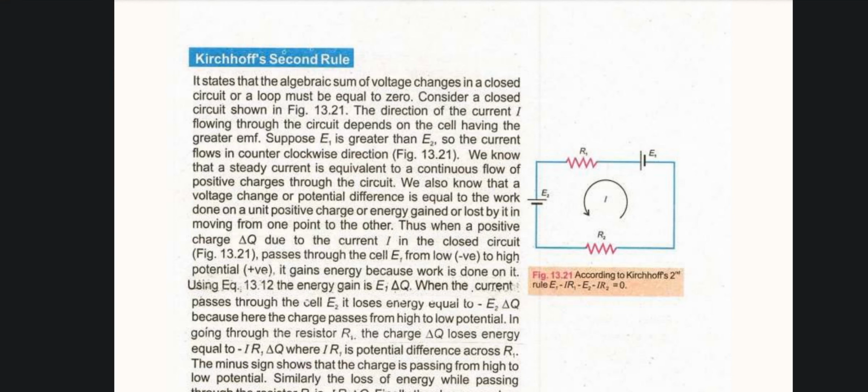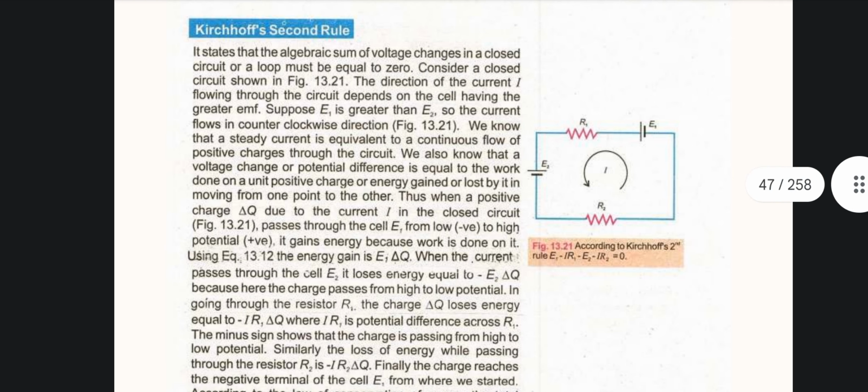Let's see what Kirchhoff's second rule is. It states that the algebraic sum of voltage changes in a closed circuit or a loop must be equal to 0. Consider a closed circuit shown in figure 13.21. The direction of the current I flowing through the circuit depends upon the cell having the greater EMF.